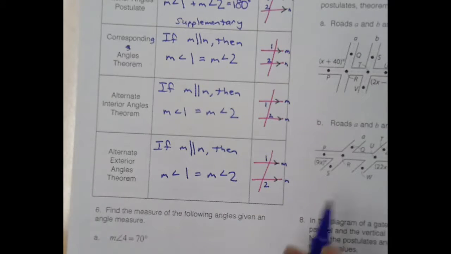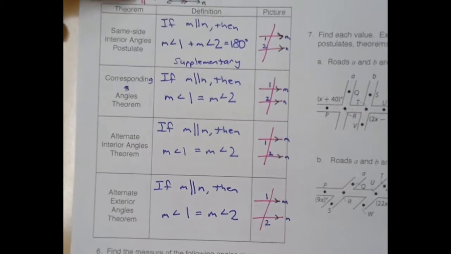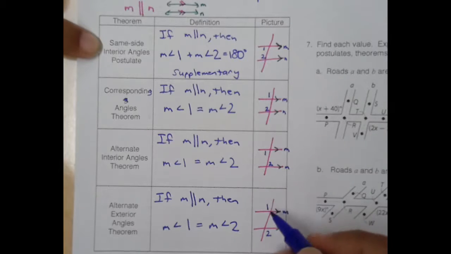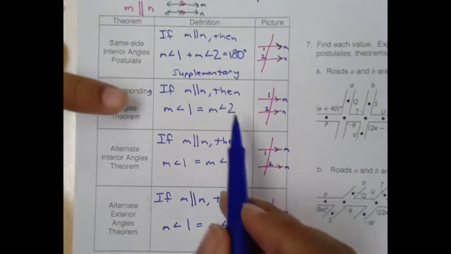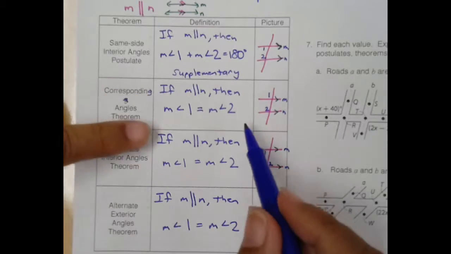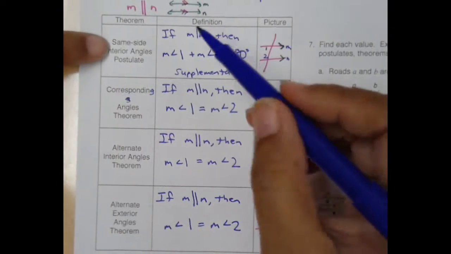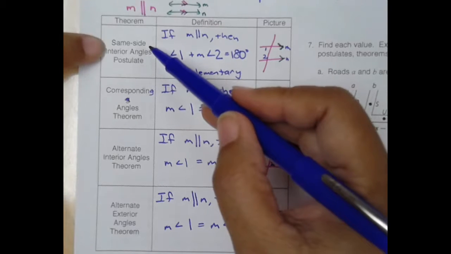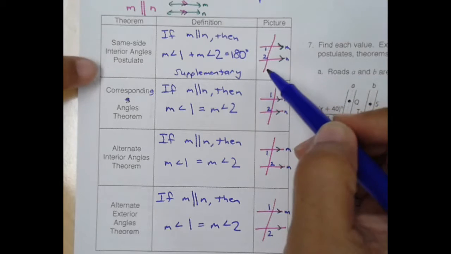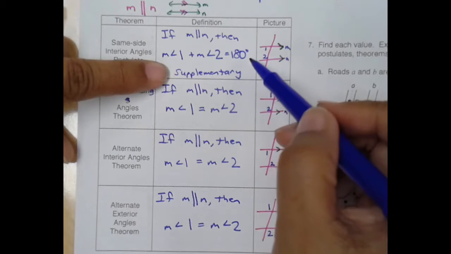There's one case that I didn't have on here, and that's the same side exterior. We had same side interior, but we didn't have same side exterior. So same side exterior would be one here and one here. These would be on the same side. Now, if you notice, these angles equal, these angles equal, these angles equal. Basically, all of them equal except the ones that are the same side. If they're on the same side, whether it's interior or exterior, they're going to be supplementary. They're going to add up to 180.